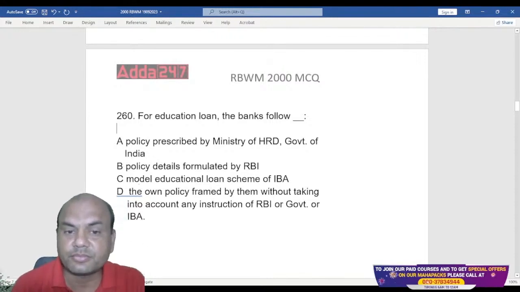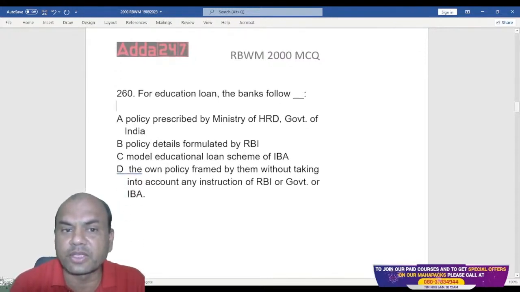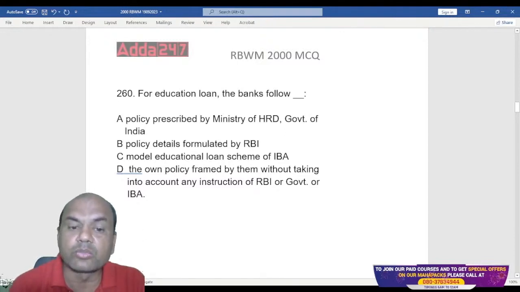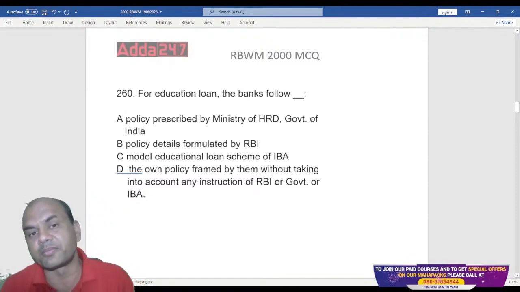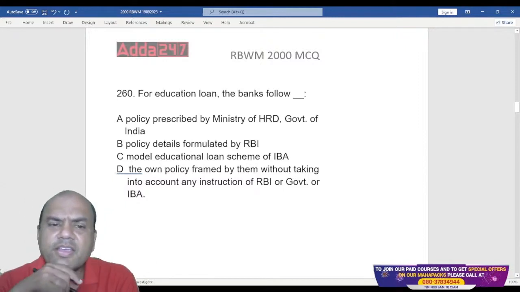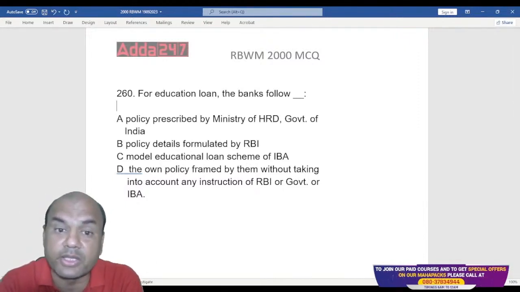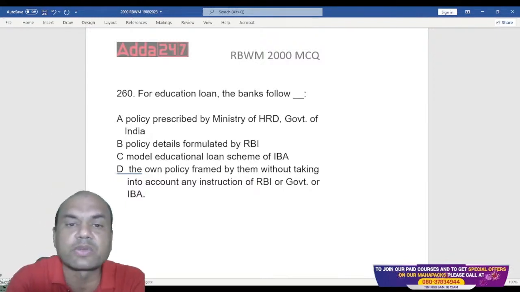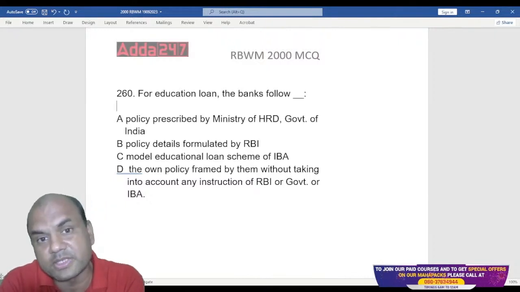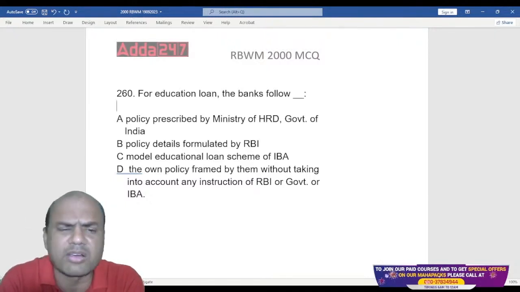Next one. For education loans, bank takes the following. Banks follow policy prescribed by Ministry of HRD, policy details formulated by RBI, model education loan scheme by IBA, or their own policy framed by them without taking into account any instruction from RBI or government or IBA. What is the answer? Means for education loan, which policy is followed? This policy is given by a certain institution. Which is that institution? That is the right question over here. HRD, Ministry of HRD, RBI, IBA, or their own.